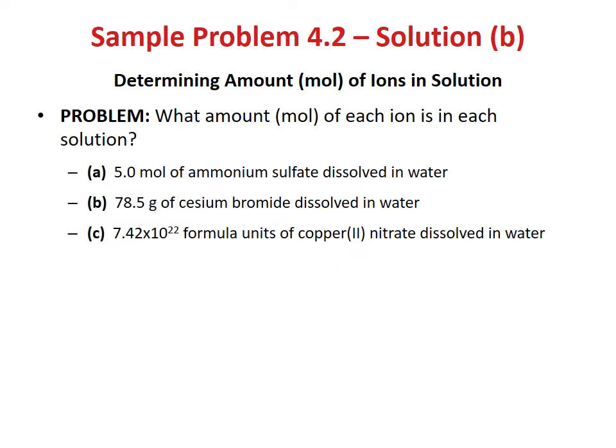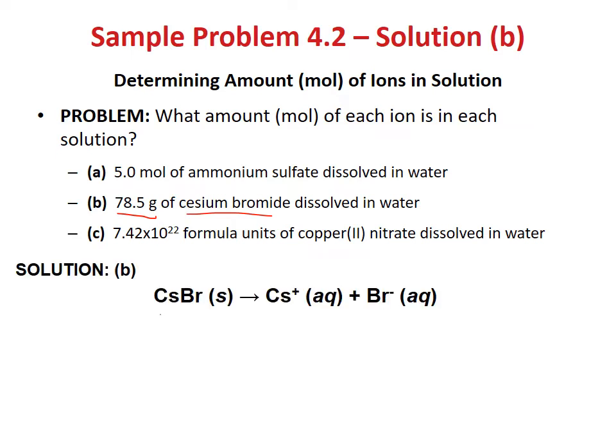In question B, 78.5 grams of cesium bromide is dissolved in water. So here is the formula of cesium bromide, which dissociates into 1 cesium and 1 bromide. Note that what is given is grams. Now the stoichiometry is in terms of moles. So first you need to convert grams to moles.